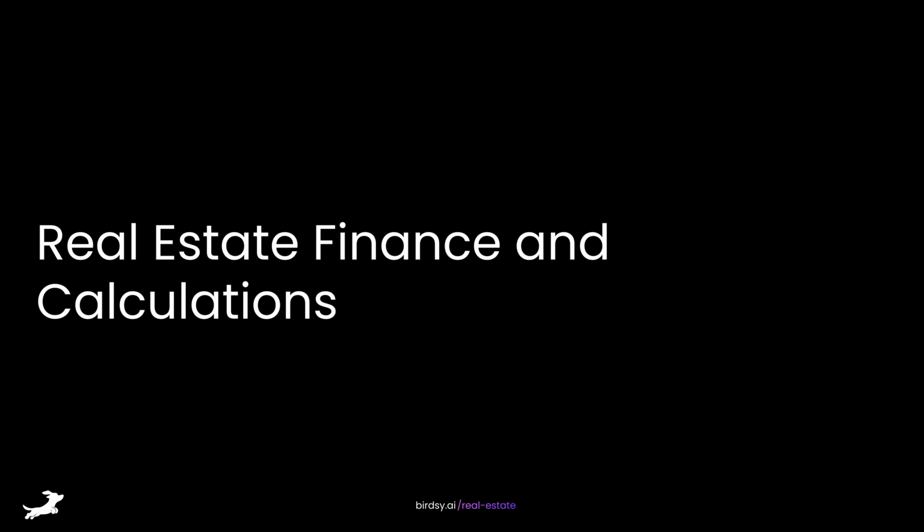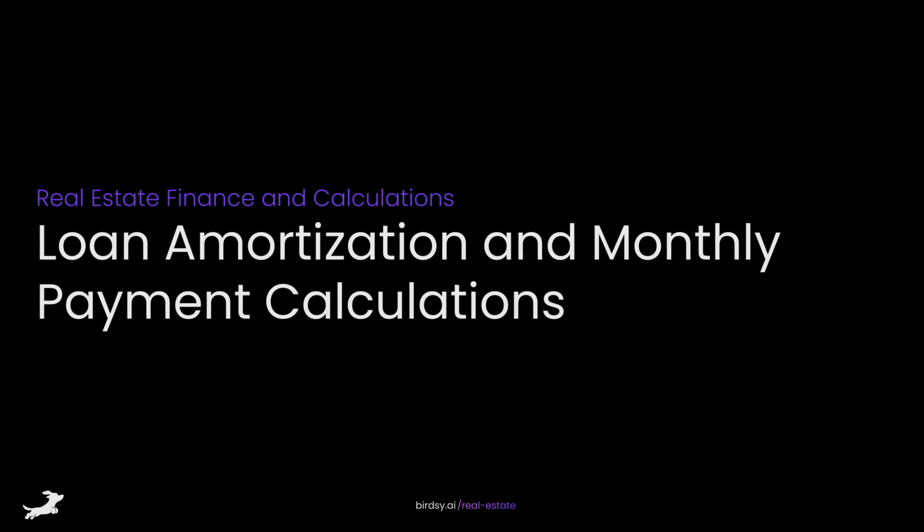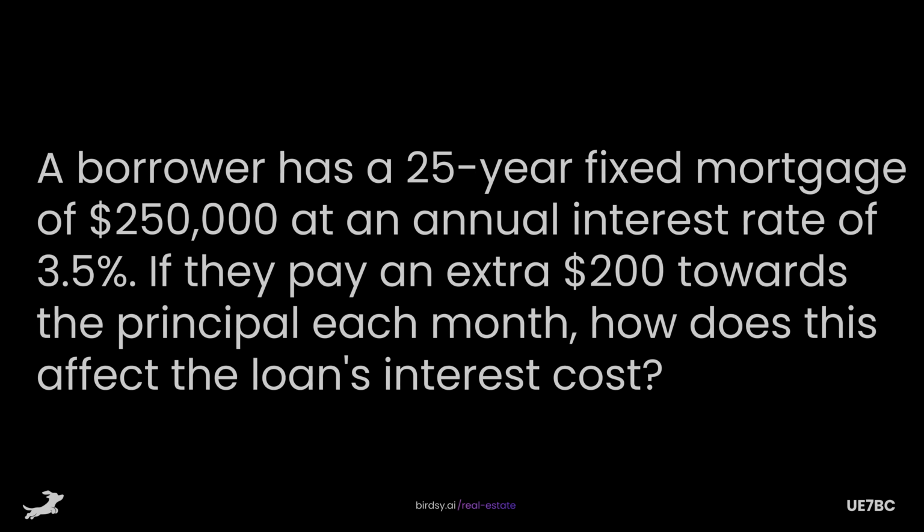Real estate financing calculations, loan amortization and monthly payment calculations. A borrower has a 25-year fixed mortgage of $250,000 at an annual interest rate of 3.5%. If they pay an extra $200 towards the principal each month, how does this affect the loan's interest cost?